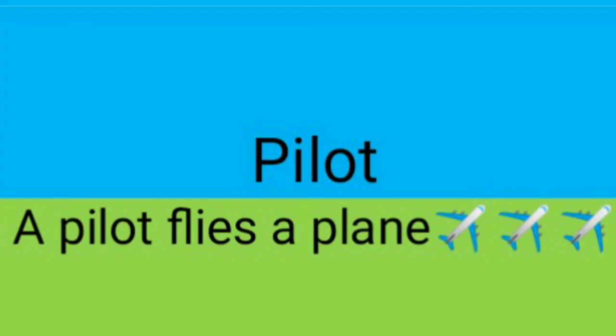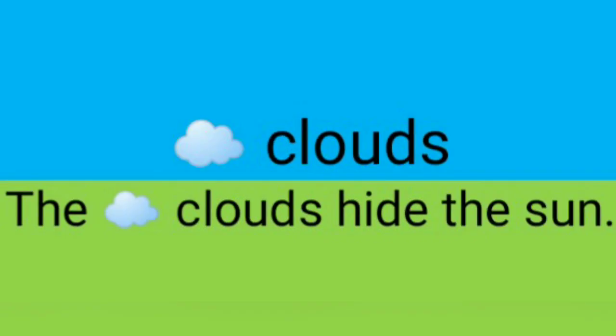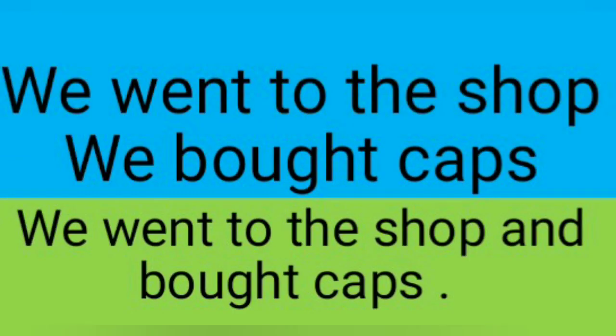Write a complete sentence using the given nouns as subjects. Pilot. A pilot flies a plane. Next word is clouds. The clouds hide the sun. Last question. We went to the shop, we bought caps. Make a compound subject and predicate. We went to the shop and bought caps.